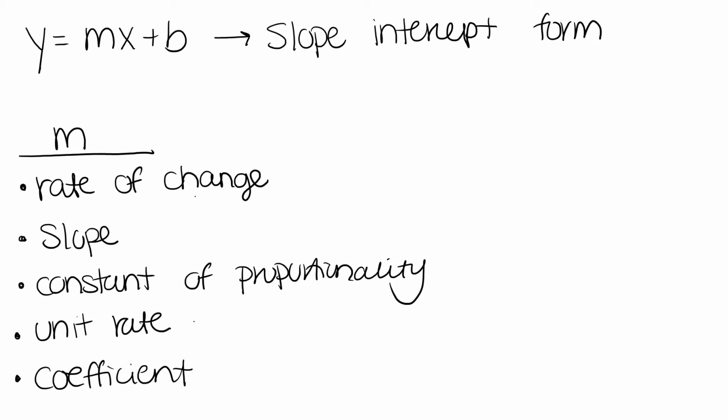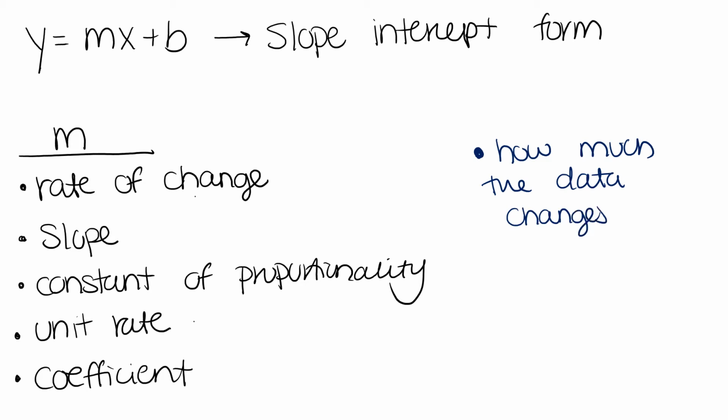All of these terms mean the same thing, and so it's important that you can recognize any of these terms are referring to the letter M. Now, what do these terms mean? These terms are referring to how much the data, we're talking about data now, how much the data changes by. So we're talking about data that's changing, and M is the value, the number of how much it changes by.